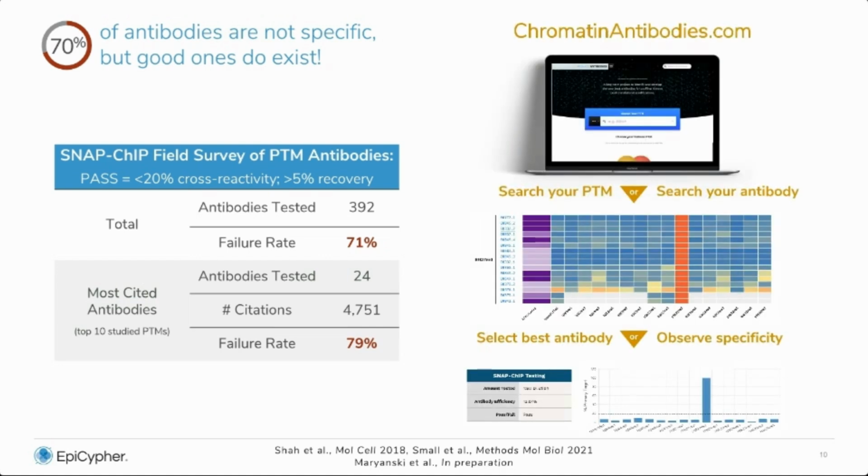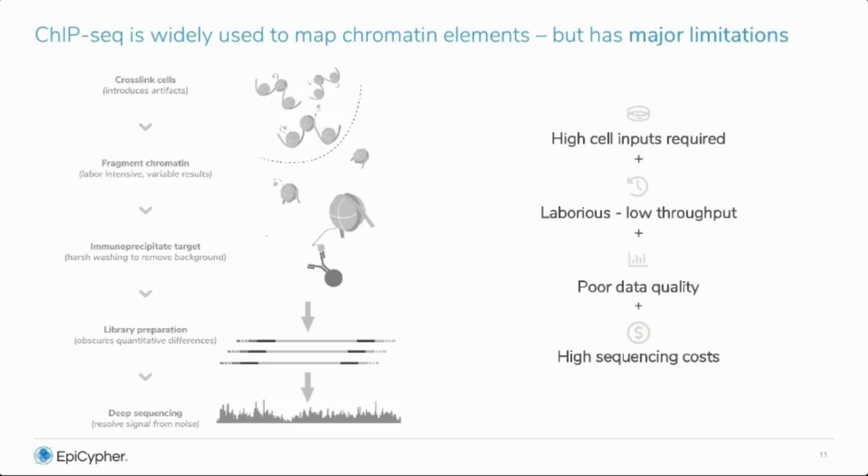So if you're interested to look at this data, it's all publicly available on chromatinantibodies.com. You can either search your antibody of interest and observe its specificity in a ChIP-seq experiment, or you can search whatever PTM you're interested in studying and get our recommendations for the best antibody.